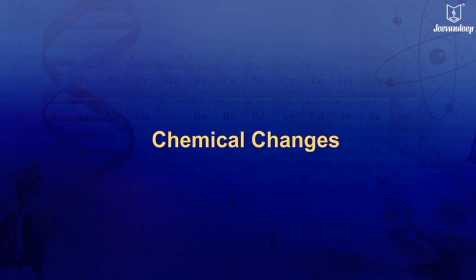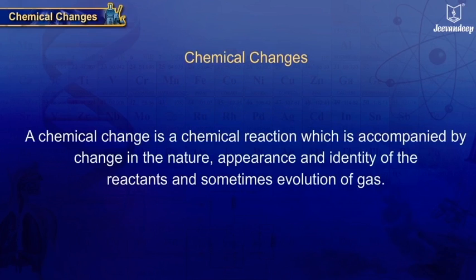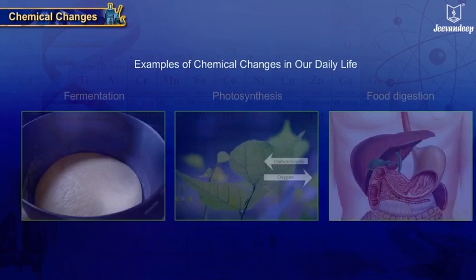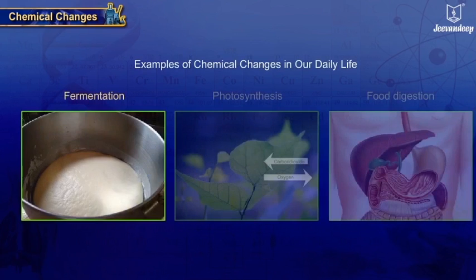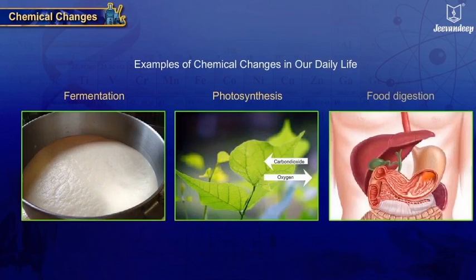Chemical changes. A chemical change is a chemical reaction which is accompanied by change in the nature, appearance, and identity of the reactants, and sometimes evolution of gas. For example, fermentation, photosynthesis, digestion of food.